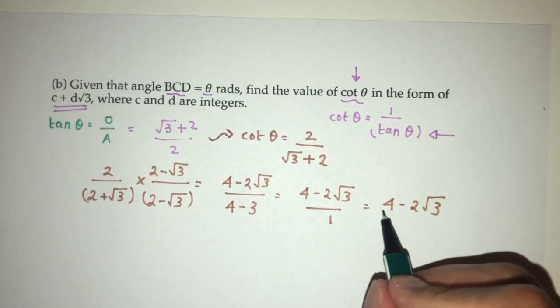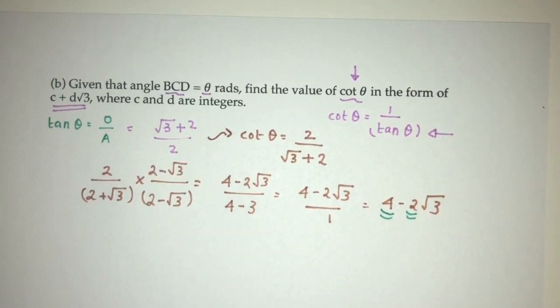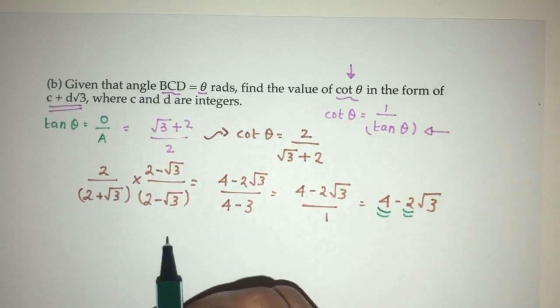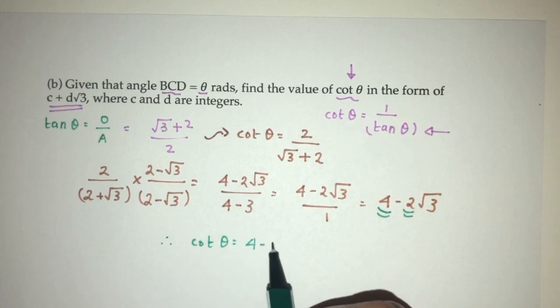Here we have the value of C and the value of D. They are both integers, which are whole numbers. That is your question, part C. Part B, sorry, cot theta is 4 minus 2 root 3.